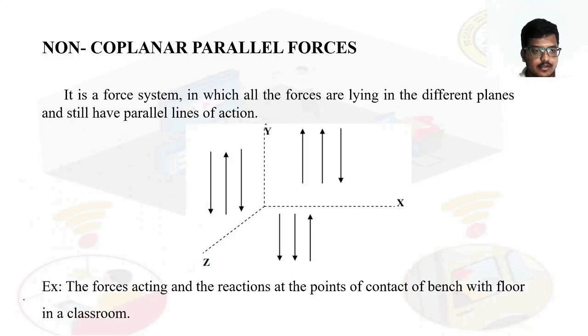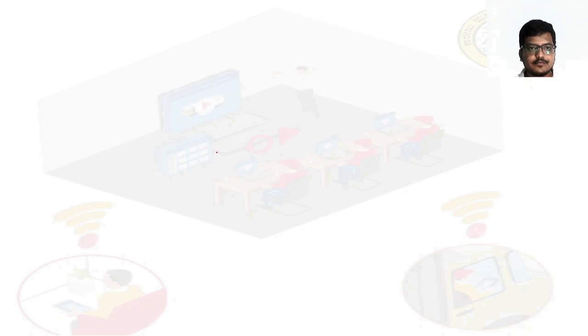So it is a force system in which all the forces are lying in different planes. Whenever they ask about forces lying in different planes but still having parallel lines of action, it is explained as what? Non-coplanar parallel forces. So if they ask for an example, the forces acting and the reaction at the point of contact of a bench with the floor in a classroom, we can give as an example for non-coplanar parallel forces.